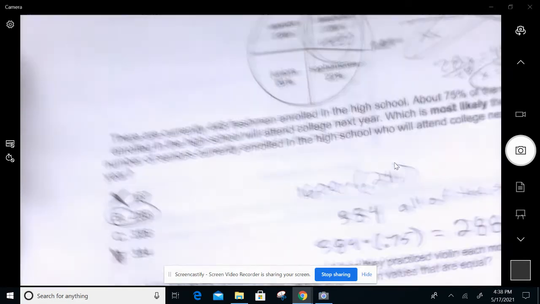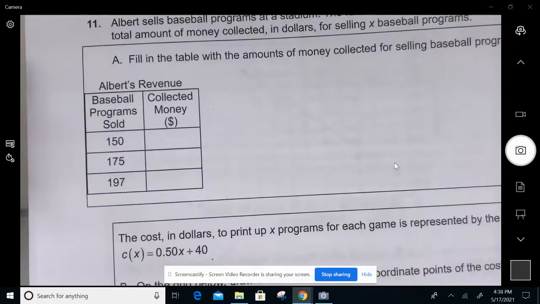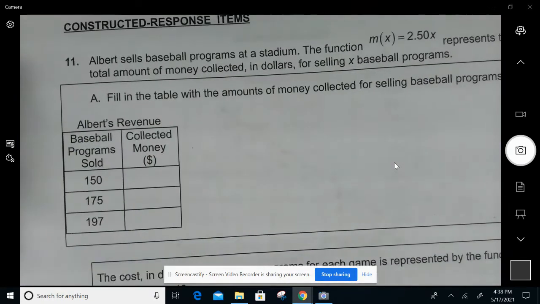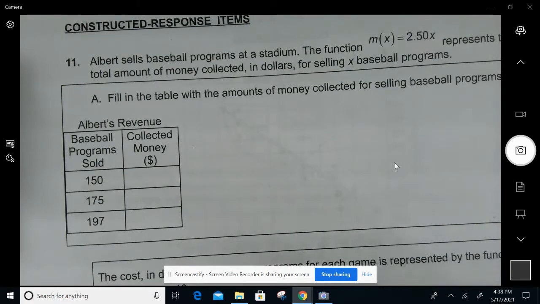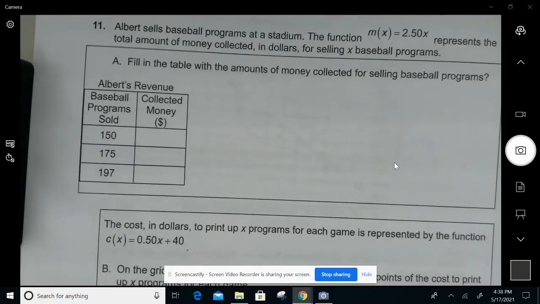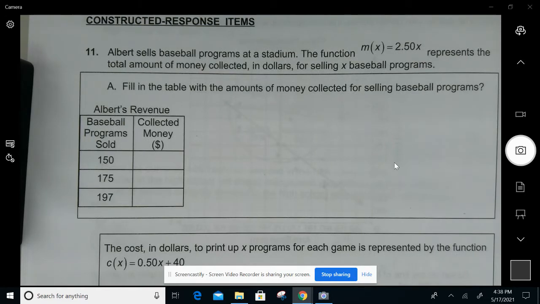Give me one second. Let me get my other packet with a little less work on it here. So 10, I trust you could do. I will go over 11, not necessarily because I think it's hard, but because I think it's worth talking about a little bit, because function notation is so new to us.